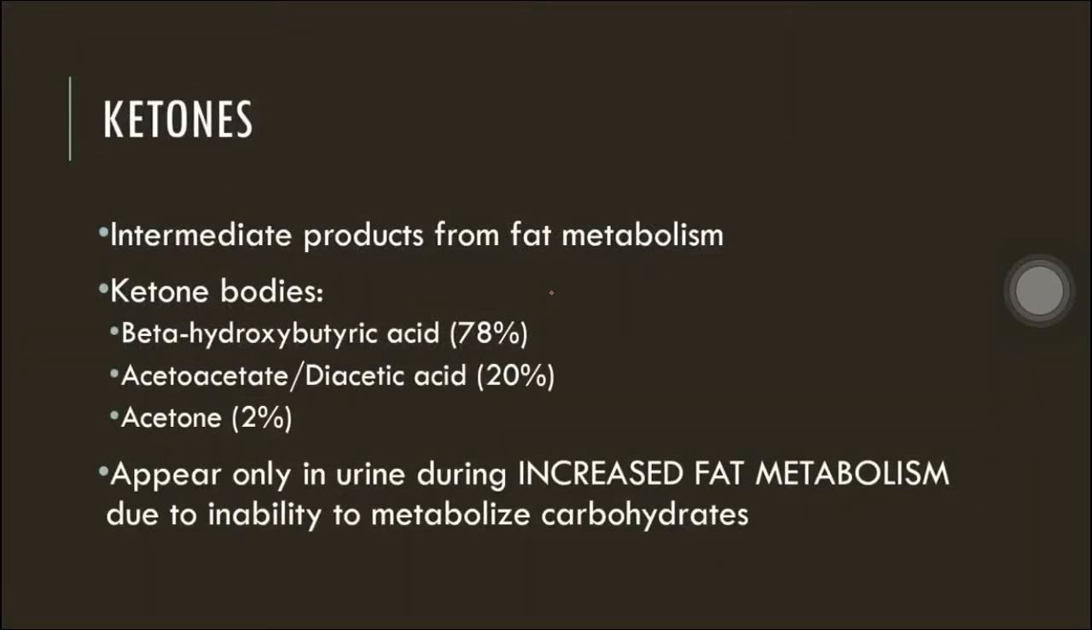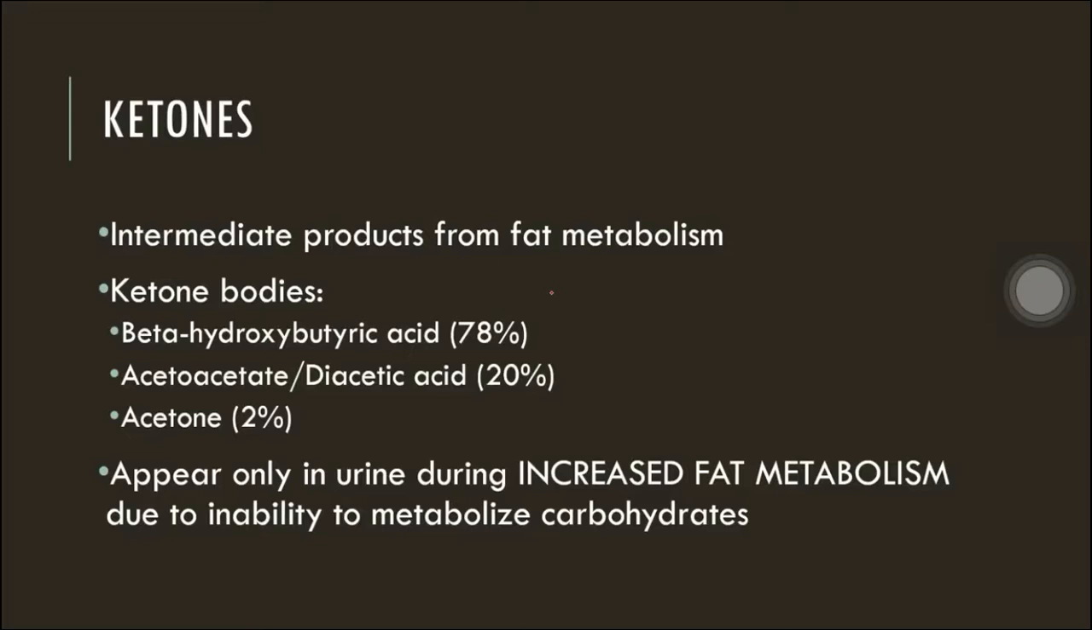Next, we now go to ketones. Ketones are the intermediate products from fat metabolism. So what are the major ketone bodies present in the normal human body? The majority of the ketone bodies is beta-hydroxybutyric acid. Twenty percent is acetoacetate or diacetic acid, and the least amount of ketone bodies is acetone, about 2%.